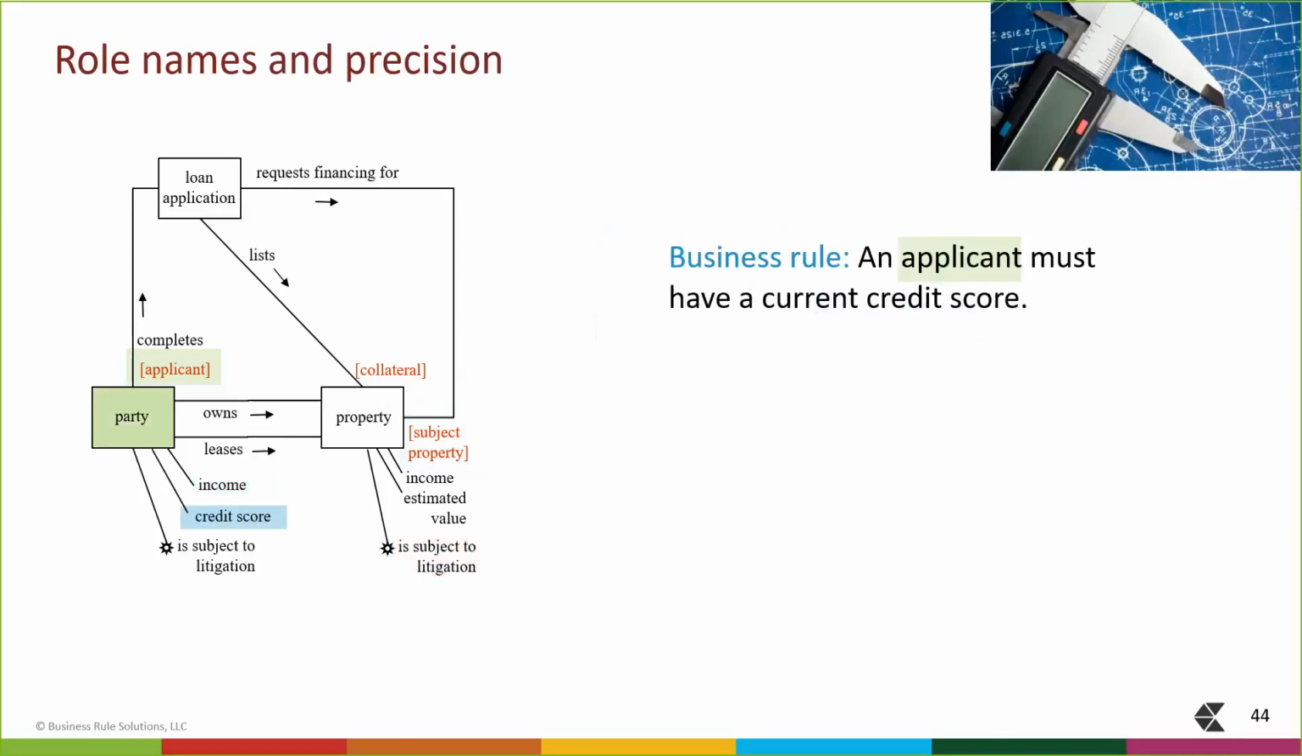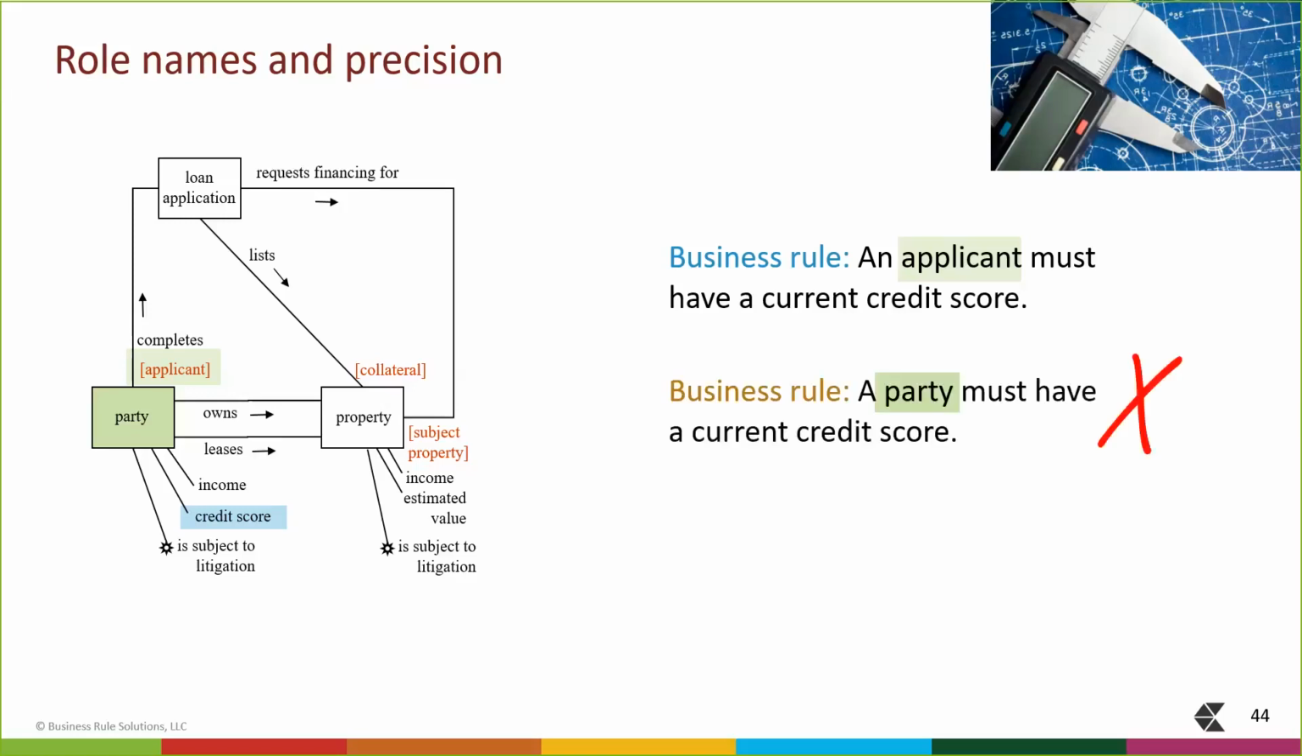So role names that take their meaning from verbs, the verb concepts between our noun concepts, have a very important role to play in clarity and disambiguation. For example, here's a perfectly meaningful business rule. An applicant must have a current credit score. Well, of course, not all parties have to have credit scores. That would be incorrect. Only those who are completing a loan application must have a credit score. Okay, so you see the importance of disambiguation.